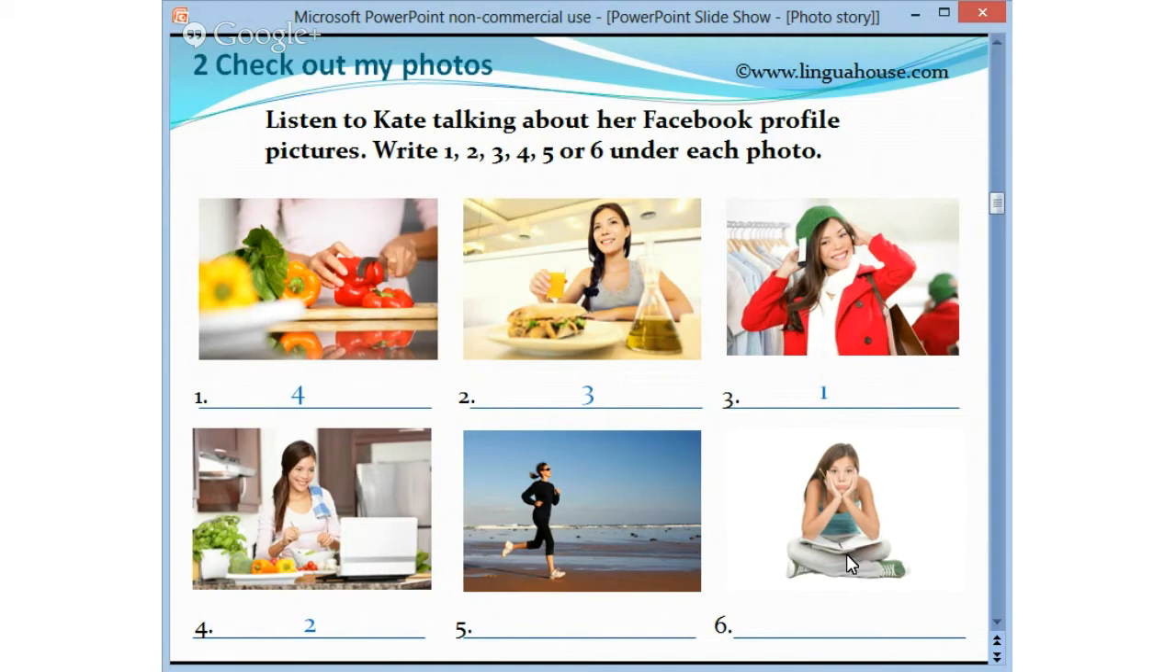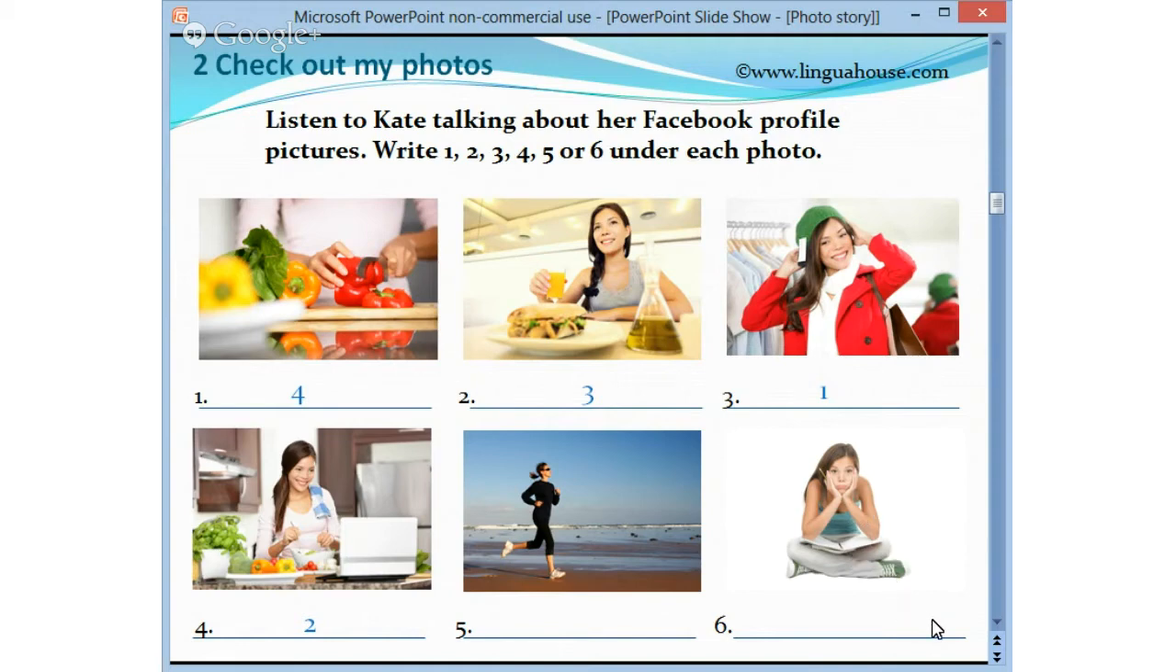Five. When my sister took this picture, I was trying to study, but I couldn't concentrate. Six. My friend Paul took this photo when I was running along the beach. I was trying to keep fit.